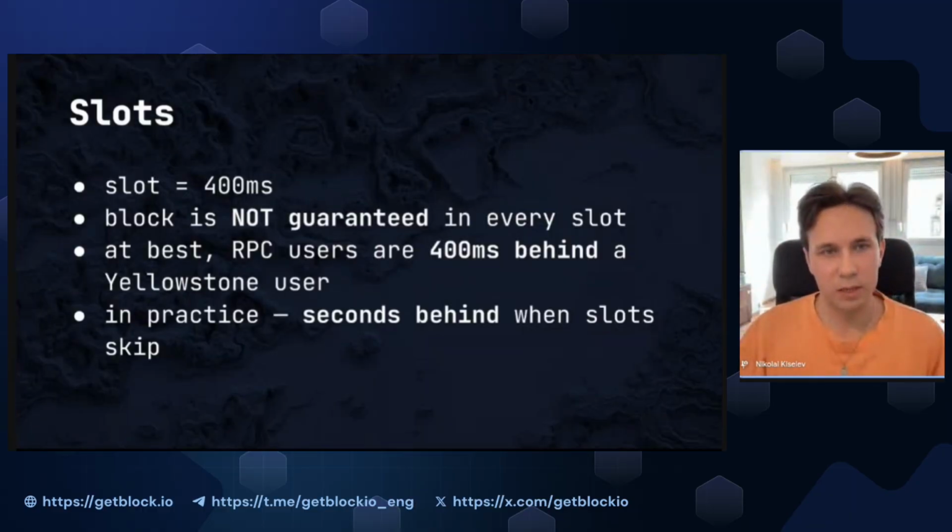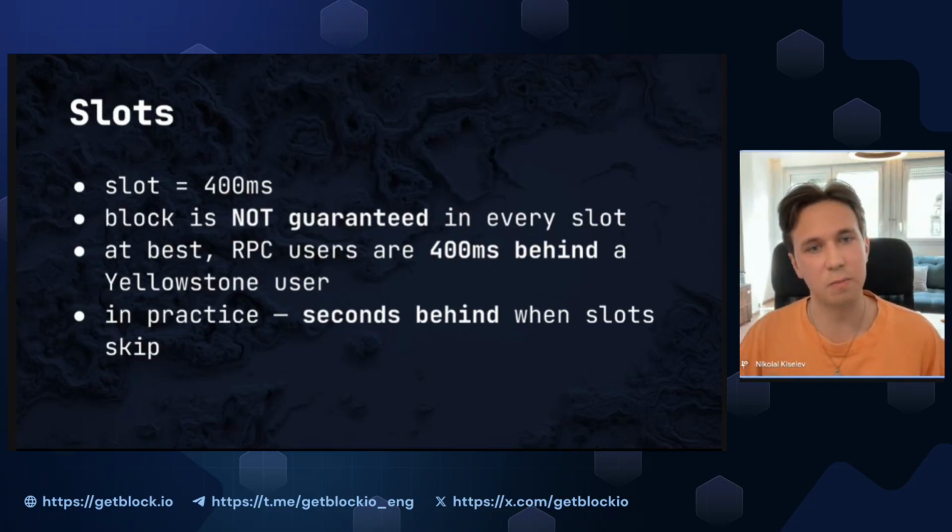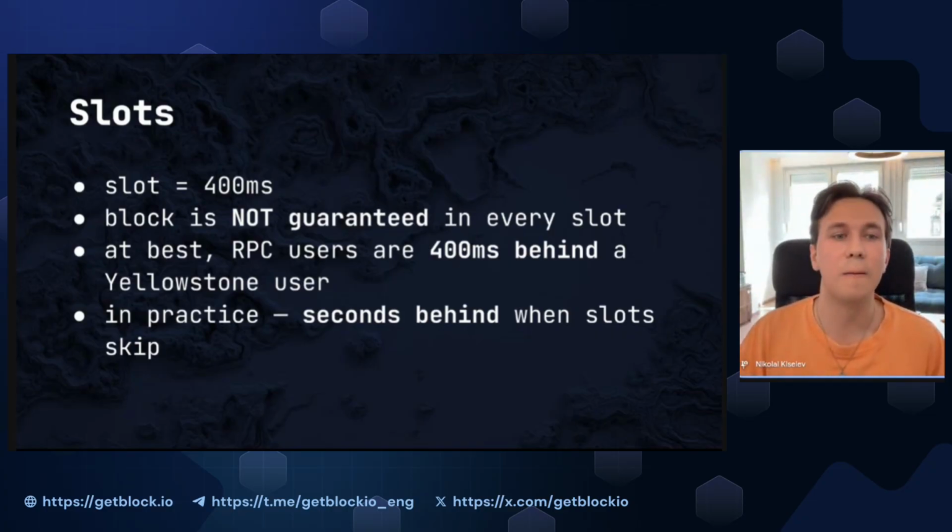So summarizing, a slot is 400 milliseconds. A block will not happen every slot. At best, RPC users are 40 milliseconds behind Yellowstone users. In practice, it's seconds behind, which is substantial if you do high-frequency trading. That's why MEV is possible. It's substantial to have Yellowstone if you're really into high-frequency trading.